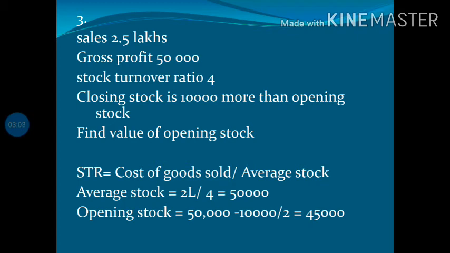Stock turnover ratio is equal to cost of goods sold divided by average stock. Cost of goods sold here is sales 2.5 lakhs minus gross profit 0.5 lakhs. The answer is 2 lakhs. Cost of goods sold 2 lakhs divided by stock turnover ratio 4. So average stock is equal to 2 lakhs divided by 4 is equal to 50,000. Next, opening stock. Opening stock is equal to average stock minus difference by 2.